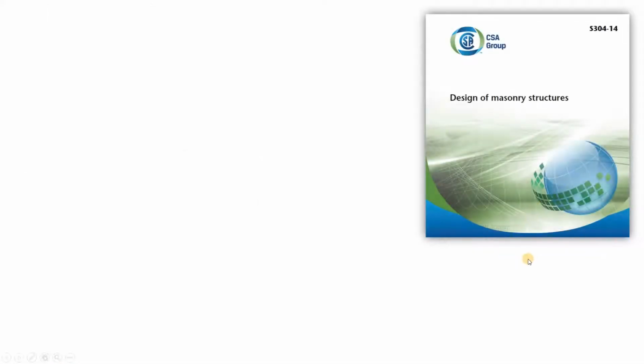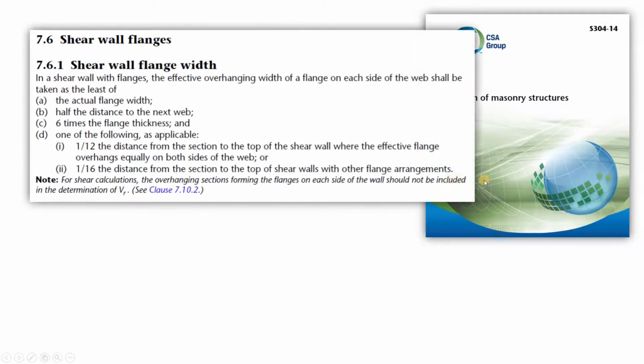Actually, the reason for this, I'm going to give just a little bit of background here, referring to our design standard, the CSA S304 2014 edition. It's the same as in the 2004 for this clause that I'm talking about. In 7.6.1, it's referred to from the reinforced section as well. But basically, when it comes to flanges, there's only a certain section that we can consider. So we're talking about specifically the overhanging width of a flange.